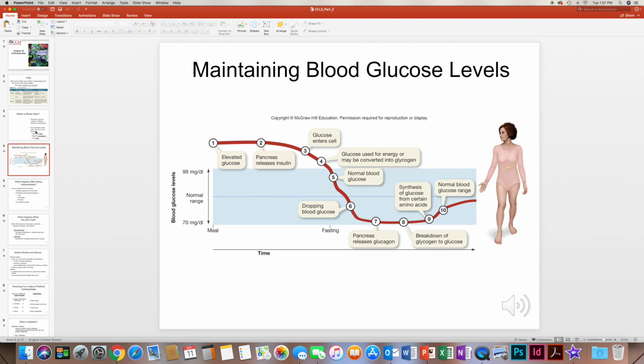So there is this constant maintaining of blood glucose levels. When it goes too high, the pancreas increases insulin. When it's too low, after we've slept all night and haven't eaten in 12 hours, the pancreas will release glucagon and break down glycogen so that we can have glucose for energy. So it's very important to maintain that balance, and by eating the proper foods and eating regularly throughout the day, that helps to maintain your blood sugar levels.